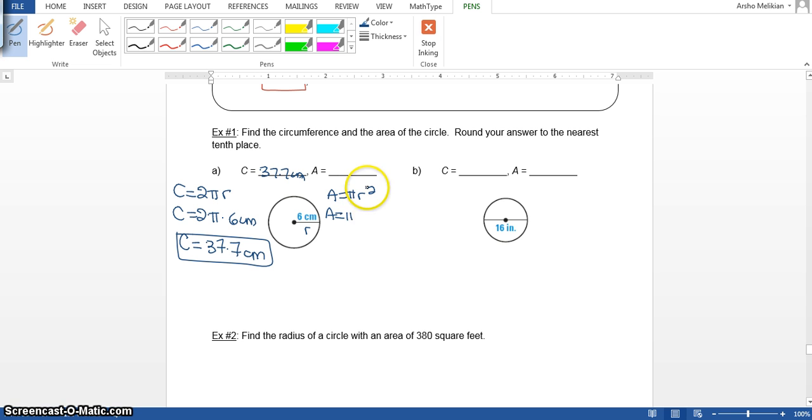This is now going to be pi times 6 centimeters squared. And we've been doing this forever, so the 2 belongs to the 6 and the centimeter. So it's going to be 36 centimeters what? Squared. So area is pi times 36. Who can give me the answer first? Brandon can. 113 centimeters squared.